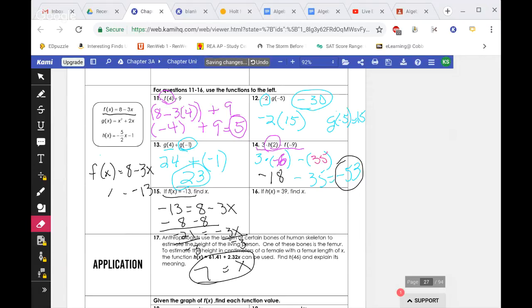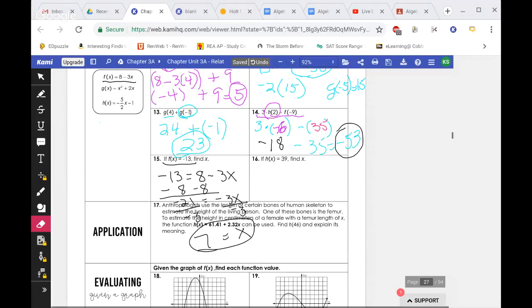Same principle on number 16. It's saying that h of x equals 39. Don't erase it yet. Oh, sorry. No, you're fine. I just need the part that you haven't erased yet. Oh, okay, good. All right, well, I'll erase this piece then. Can y'all see that okay, even when I write into the next problem? I always feel so bad about that.